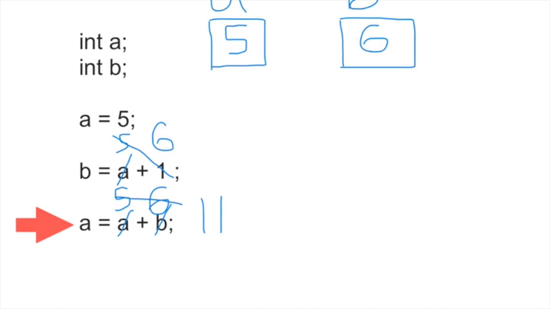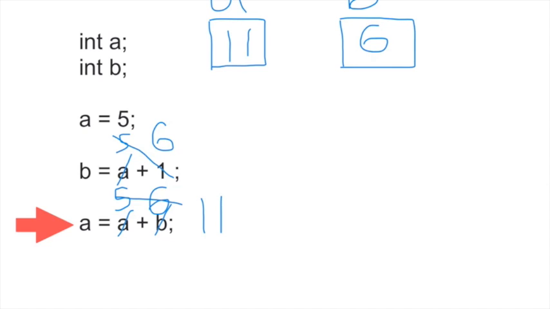and so we remove the 5 that was in a before, and write in 11. And so at the end of this piece of code, the value of the variable a is 11, and the value of the variable b is 6. And if we were to, for example, print out a with system.out.println, that would print 11. And if we were to print out b with system.out.println, that would print out 6.